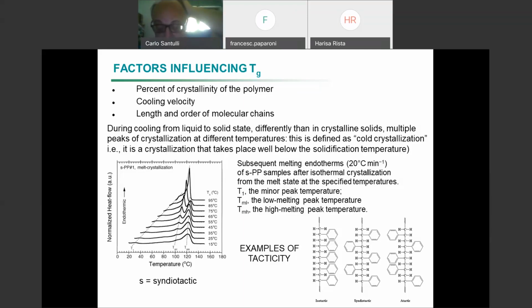And so if you cool down from more than 120 to 15 degrees, you get very different thermal properties across your polymer, and in practical terms you have also variability of mechanical properties and the possible onset of cracks.